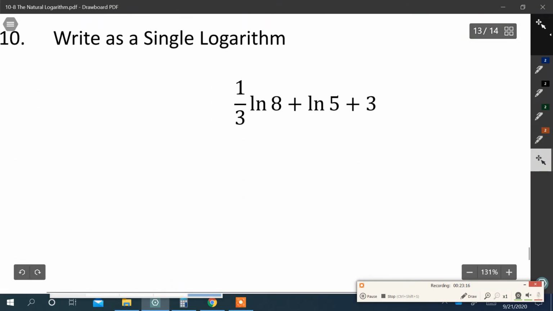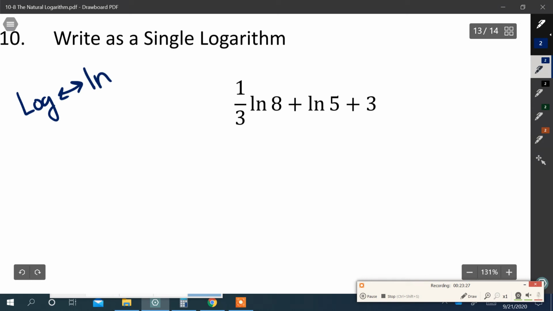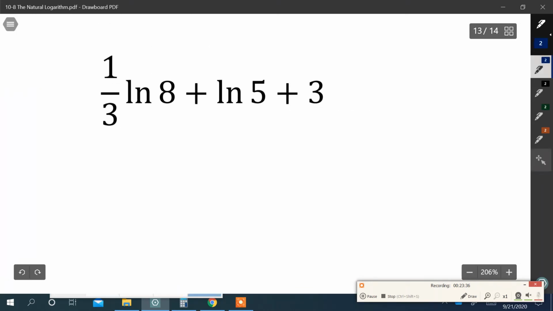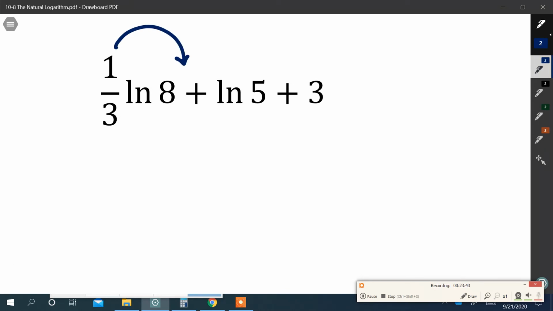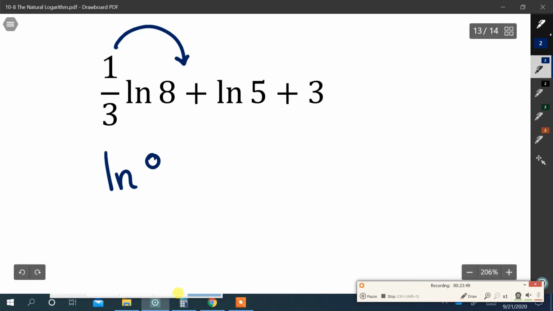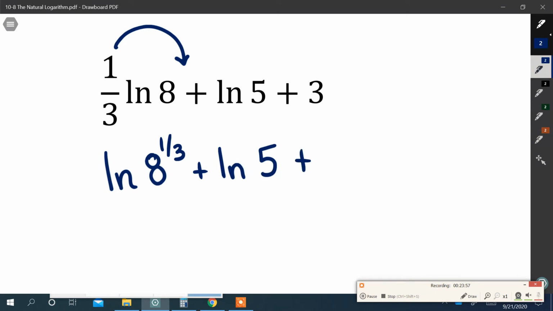Let's keep going. We're going to write this as a single logarithm. Everything that we use for logarithms applies to the natural log. It's the same thing. So we're going to be using some of those rules that we learned previously. One of the rules allows you to actually put this 1 over 3 right there. So we have natural log of a to the 1 over 3 plus natural log of 5 plus, okay, so this is a tricky one.